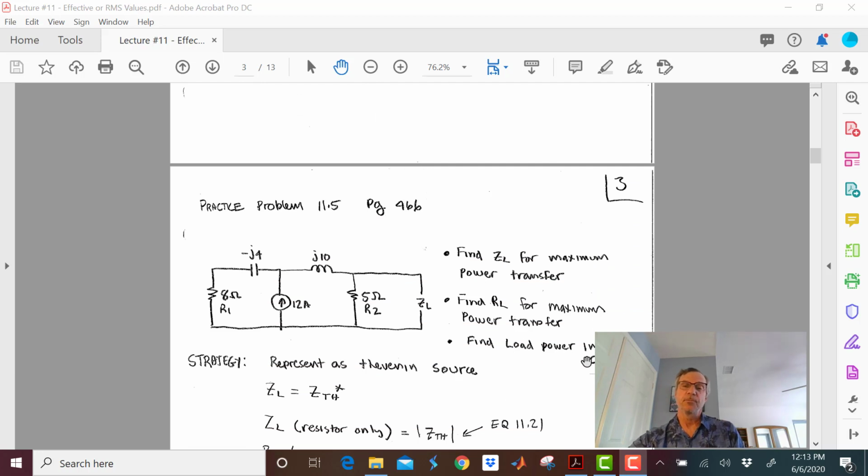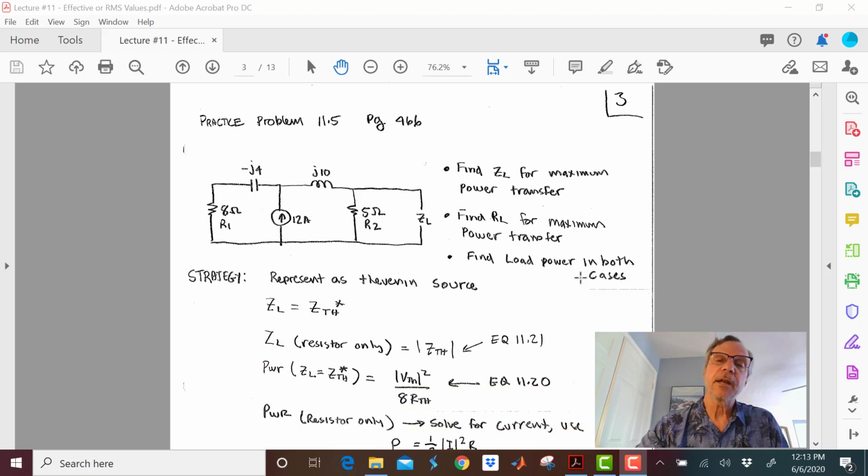And then I want to find the load power in both cases, because I really want to see the difference between that perfectly matched load and just the resistor. So with a lot of these problems, they all come back to just making a Thevenin source, because in our strategy, we know that once we represent this thing as a Thevenin source, it's easy to get the load for maximum power. It's just Z sub L equals Z Thevenin conjugate.